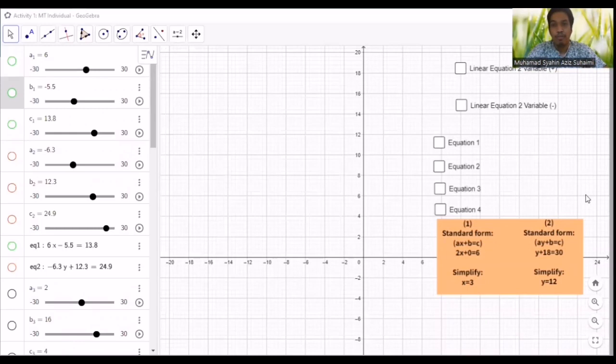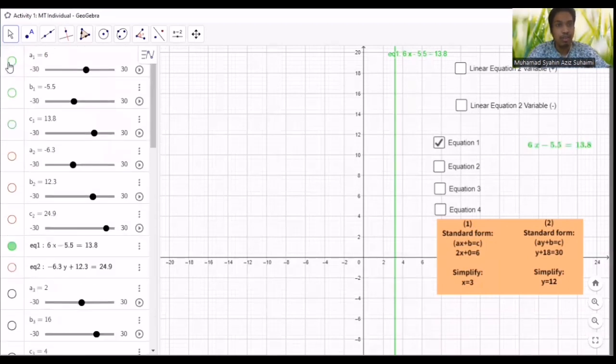Now students, we will start the first activity using GeoGebra. We use this example and compare the standard form with the simplified form, to see if the equations are the same. For the first, 2x plus 0 equal to 6, after we simplify we get x equal to 3, right? So let's find it out.